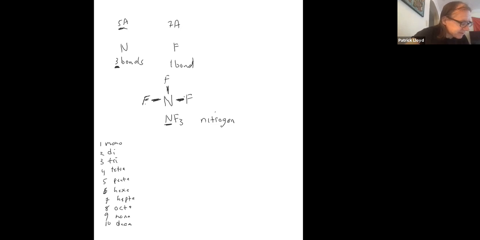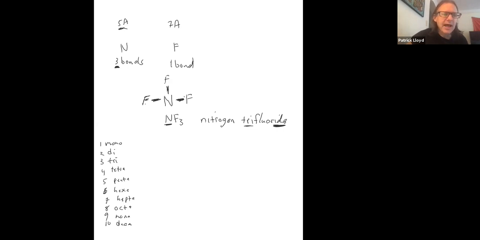So nitrogen becomes nitride. So this would be called nitrogen tri because there's 3 fluoride, right? Remember, you change the second element to IDE. Use the prefix for it, and then you change the ending to IDE. So this would be nitrogen trifluoride, and that would be your name. So your chemical formula, NF3, and then the name would be nitrogen trifluoride.